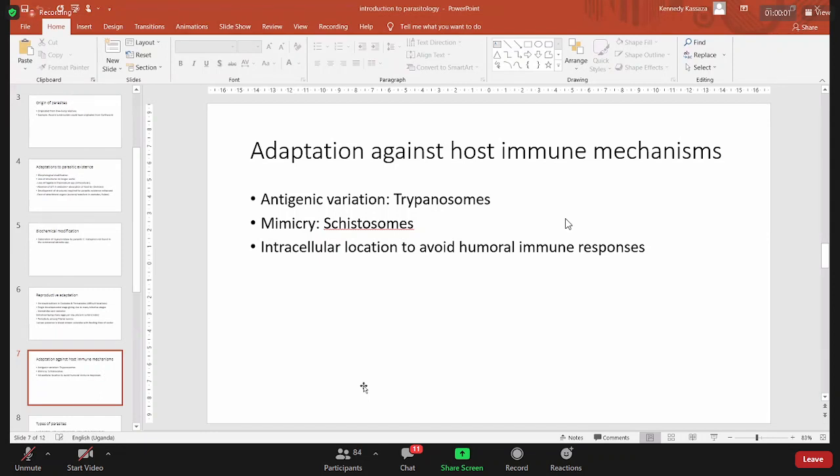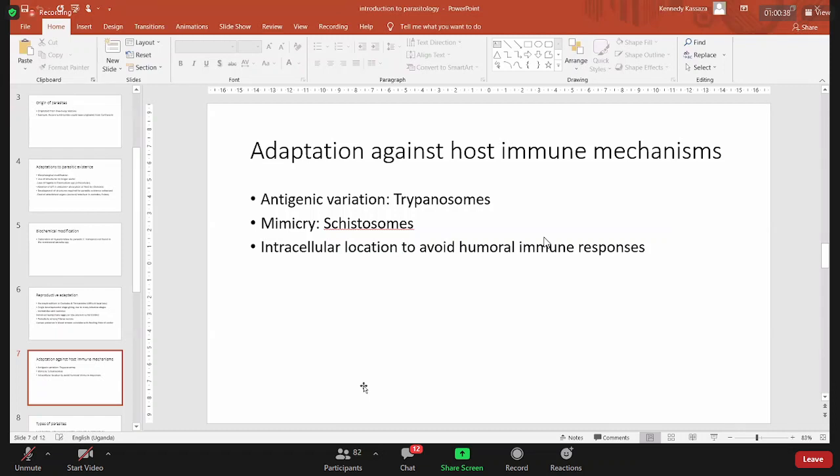In other parasites like the schistosomes, they cover their surface with the host protein so that the host will not recognize the parasite because it is covered in the host tissues. So the host will recognize the surface of the organism as its own tissues, and no immune response is produced against those parasites. And this is known as mimicry.